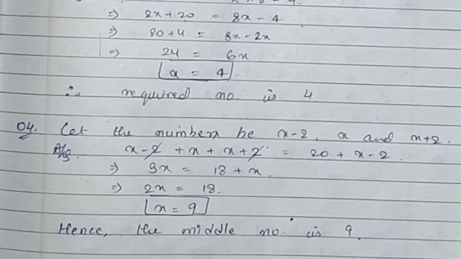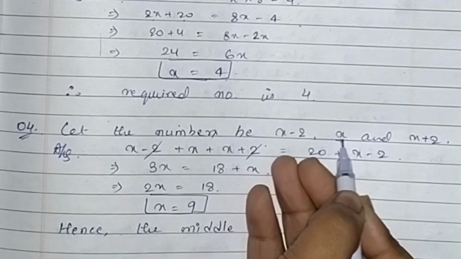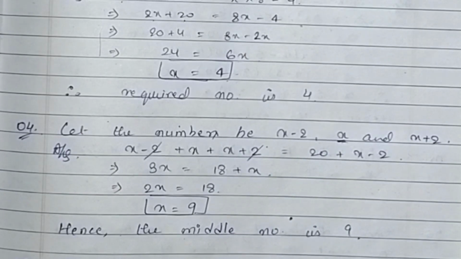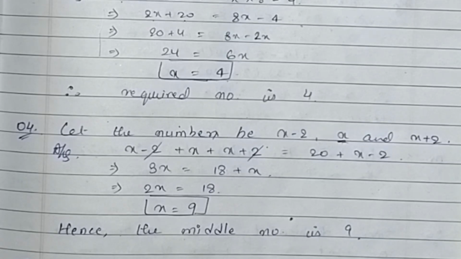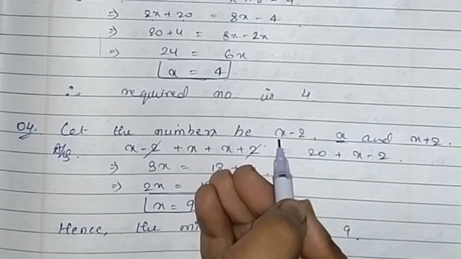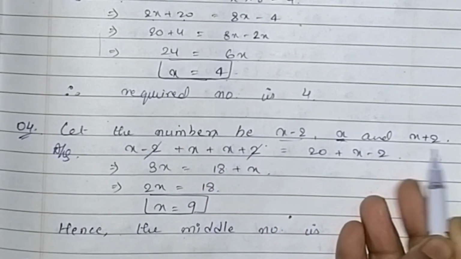So we have to assume the first number would be x minus 2, the second number or the middle number would be x, and the third number would be x plus 2. Here, why are we adding or subtracting 2? Because in the question we are given odd consecutive numbers. If we subtract or add 1 to the middle number x, then we will receive even numbers. That's why we are subtracting or adding 2 to the middle number to get odd numbers as the output. So we have assumed the numbers x minus 2, x and x plus 2.